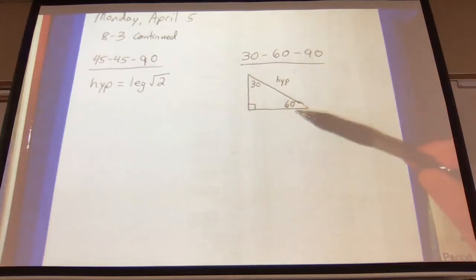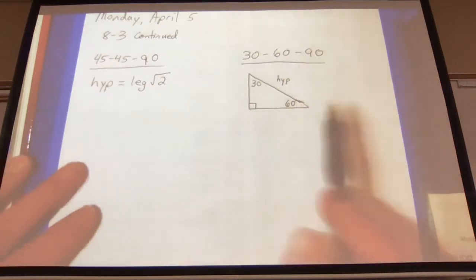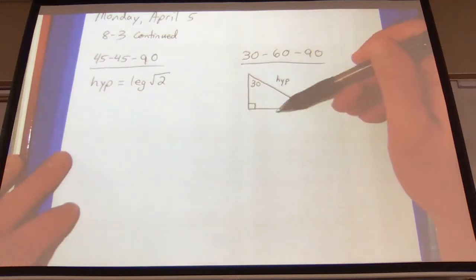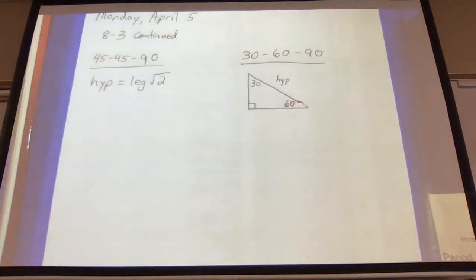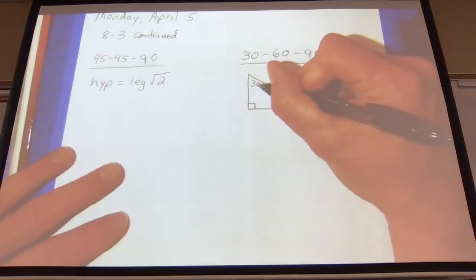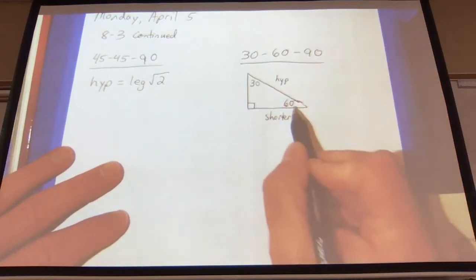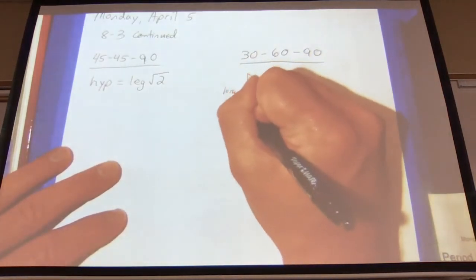Now, think about it, a 60-degree angle opens up more. So the side across from that is going to be longer than the side that's across from the 30-degree angle. The 30-degree angle doesn't open up quite as much. So across from the 30-degree angle is going to be your shorter leg. And across from the 60-degree angle is going to be the longer leg.